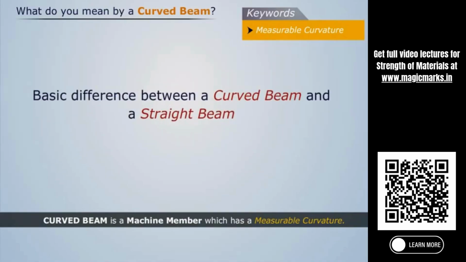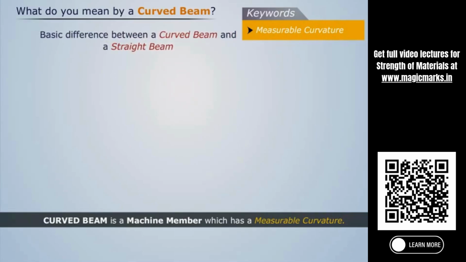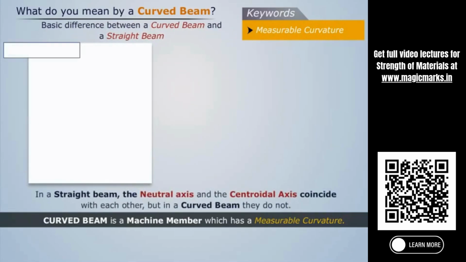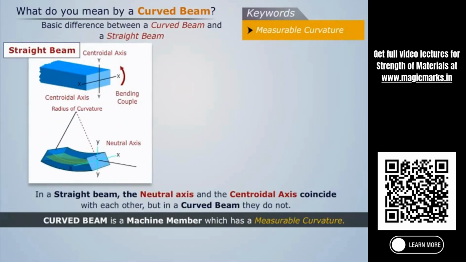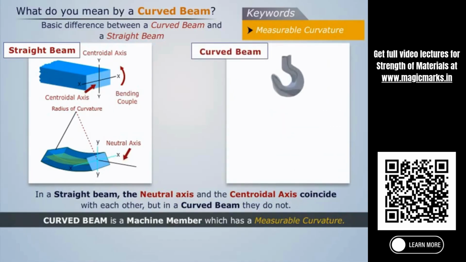Now let us take a look at the basic difference between a curved beam and a straight beam. In a straight beam, the neutral axis and the centroidal axis coincide with each other, but in a curved beam, they do not coincide.